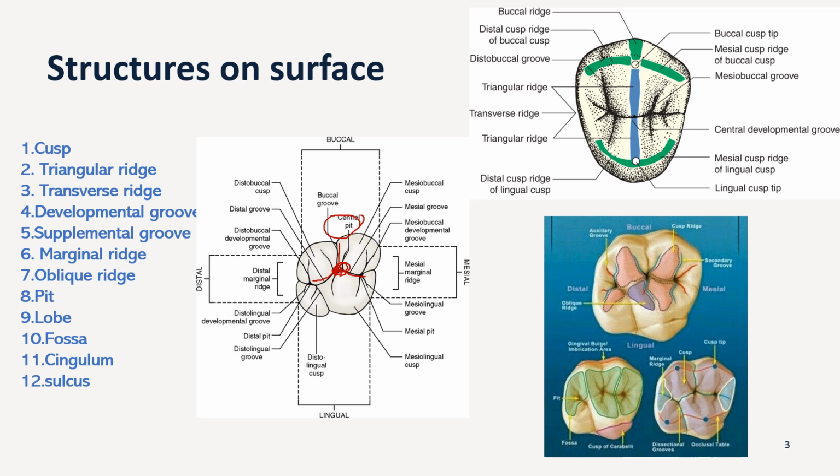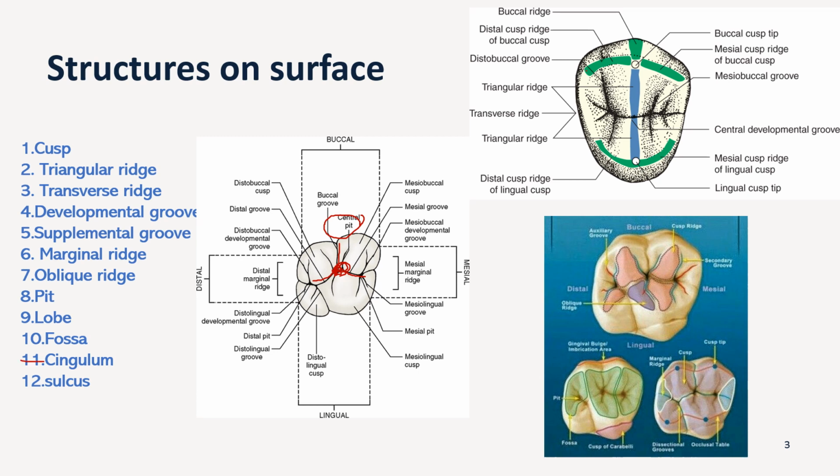Moving to the fossa. A fossa is an irregular depression. Remember this: a pit is a small pinpoint depression, and a fossa is an irregular depression. They are also named according to location, like triangular fossa, lingual fossa, central fossa, etc.